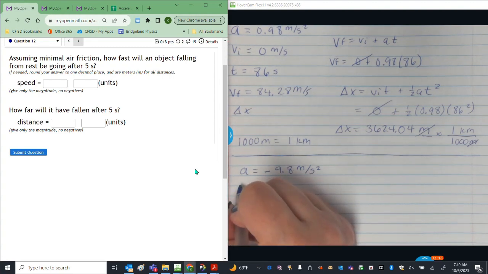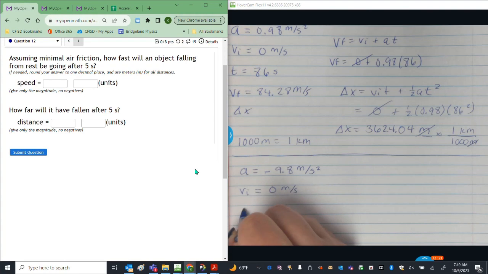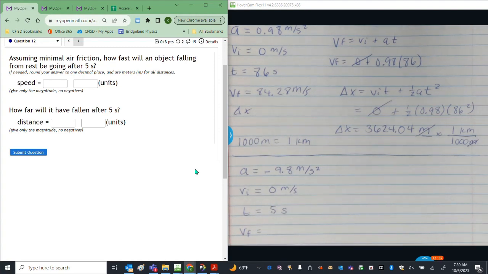So my initial velocity is 0, and my time is 5 seconds. I'm looking for how fast it's going at the end, so I'm looking for final velocity. Now the question says speed. The only difference is that when I solve for final velocity, falling, I'm going to get a negative number. But I'm not going to type the negative number in here because it wants a speed, not a velocity. It just wants the magnitude. We're still going to solve it the same way though.